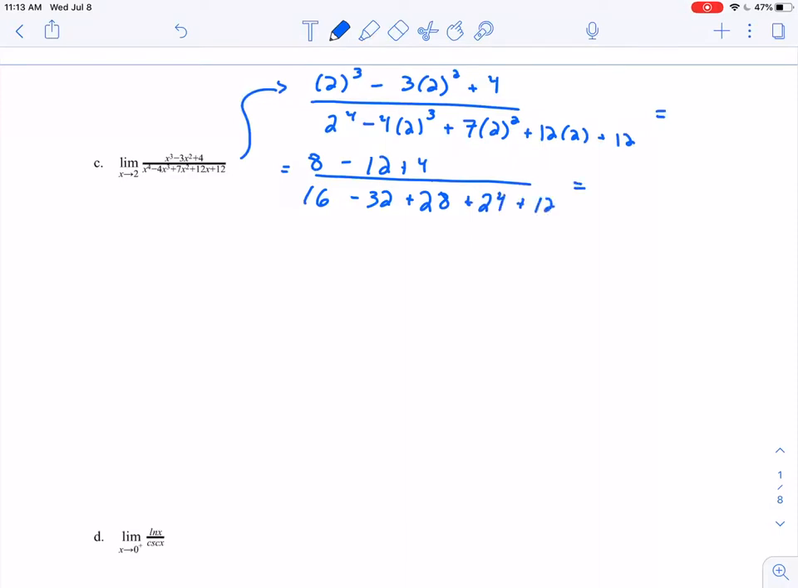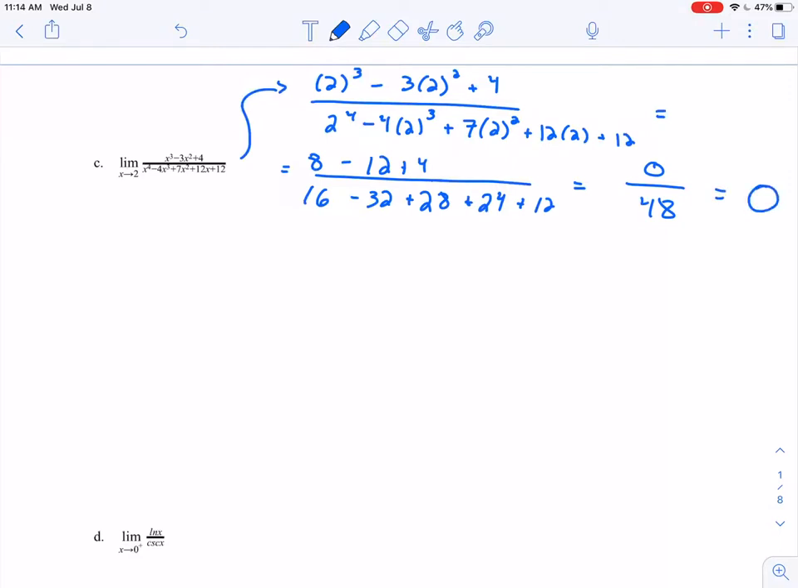In my numerator, let's look. 8 minus 12 would be negative 4, plus 4, I have 0 in my numerator. In my denominator, 16 minus 32, plus 28, plus 24, plus 12. Here I have 48. To be honest, I believe this is a typo on my part because I had anticipated showing you a case that didn't actually work out, but that's okay. Here we end up with 0 over 48. 0 over 48 is not indeterminate form. This is actually just 0.